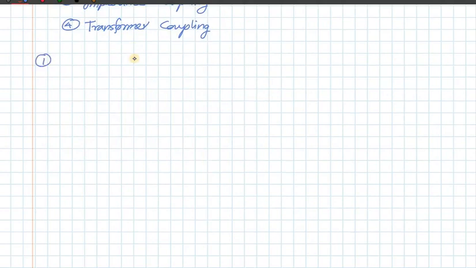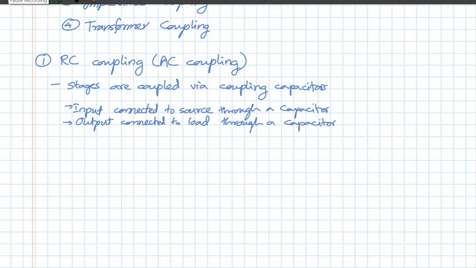The first one, the RC or AC coupling. So here the stages are coupled via coupling capacitors. This is what we did in the previous example, where you have the source connected to the amplifier using an input coupling capacitor, and output was taken out through an output coupling capacitor. So this is basically what we are going to use for the stages in between also. So let's look at an example circuit.